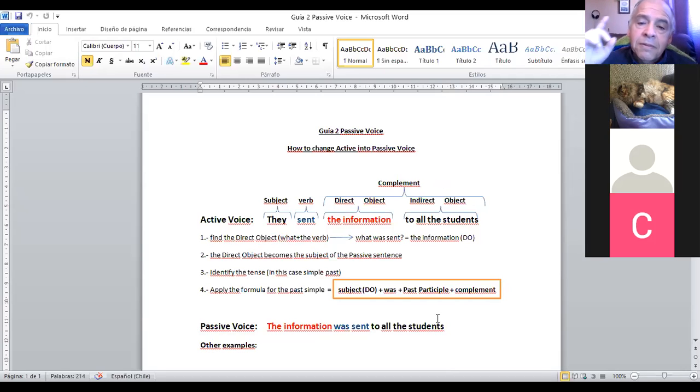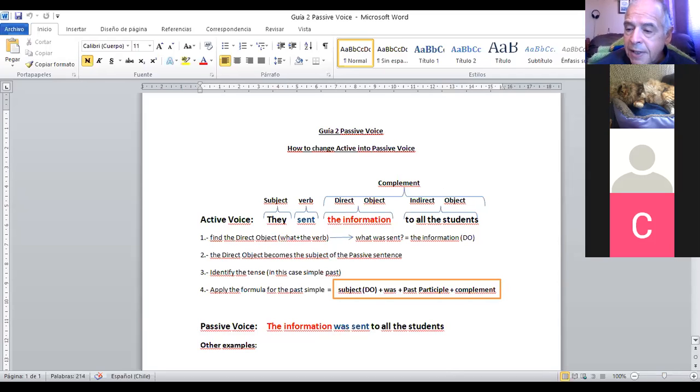¿Cómo hago ese cambio? Primero, ubico el complemento directo, lo paso como sujeto. Después veo el verbo, si está en presente, en pasado, en presente perfecto, en futuro, etc. Y le aplico la fórmula que se la di en esos cuadritos. ¿Ya? Y en este caso, como es pasado, la fórmula es past tense of be, was or were, plus participle. Entonces aquí queda was, porque la información es singular, was sent. Okay?